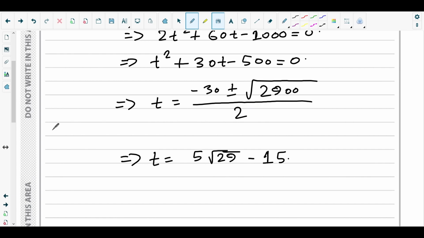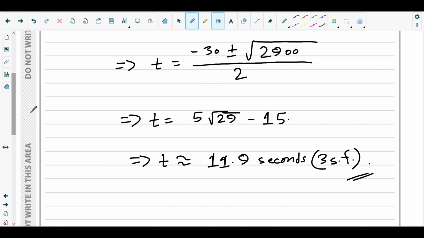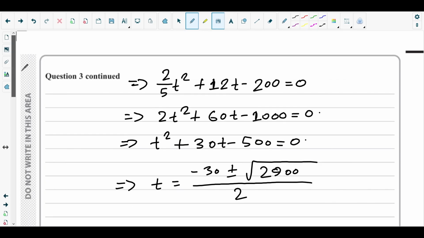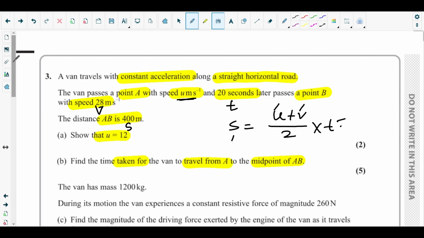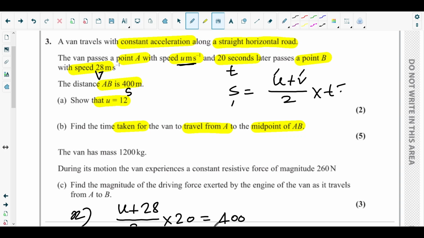Okay, let's write it to 3 significant figures. So you will get 10 square root of 29 minus 30, over 2, which is basically 11.9 seconds. This is up to 3 significant figures. That's the value for t, the time required for the van to reach the midpoint of AB. That's what they have asked for in part B.